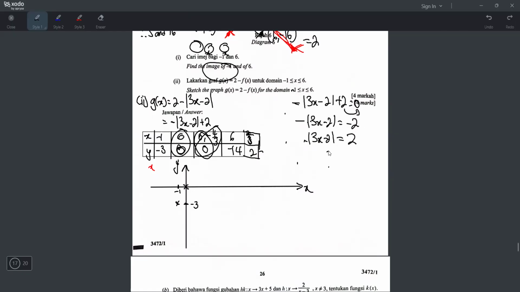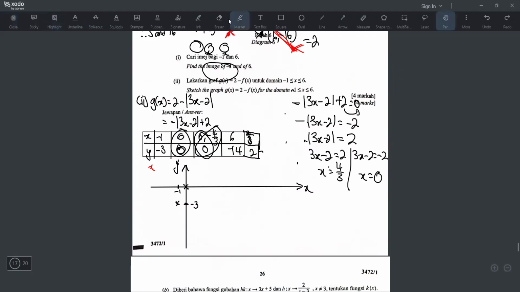Modulus 3x minus 2. Got two answers. 3x minus 2 equals 2, and 3x minus 2 equals -2, right? Okay, the first x answer will be 2 plus 2, which is 4 over 3. And then the other answer is -2 plus 2 is 0. 0 divided by 3, 0. So you get 4 over 3 and 0. So actually this 0, 0 is correct. It's just that the 4 over 3 is wrong because I put negative 4 over 3. It should be positive 4 over 3.